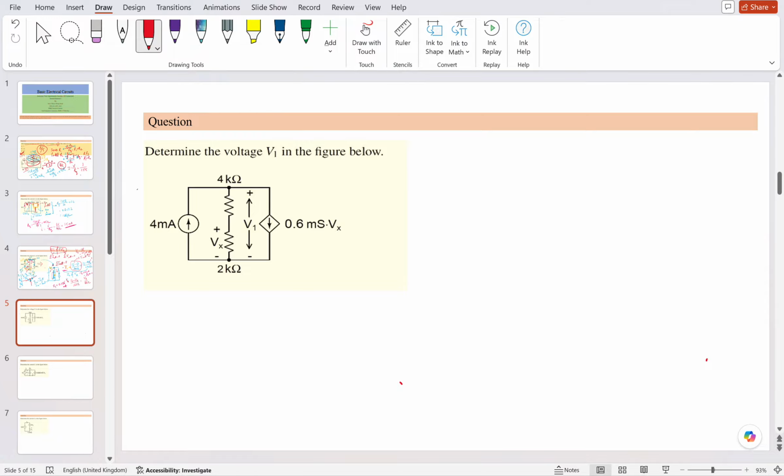Okay, try to solve this problem. Assume the same thing I have told, that the summation of I net is 0. Here also it is applicable.